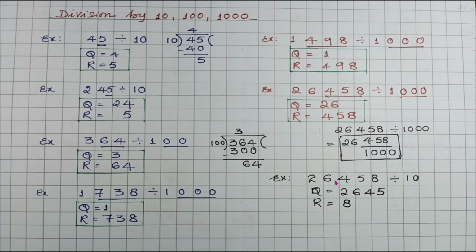And if I divide 26,458 by 10, that means 2645 is the quotient and 8 is the remainder. So the answer will be 2645 and 8 by 10. So that is how we can understand. So easily we can remember, when a number is divided by 10, 100 and 1000, we can write the quotient and the remainder very easily. Very useful in competitive examinations.